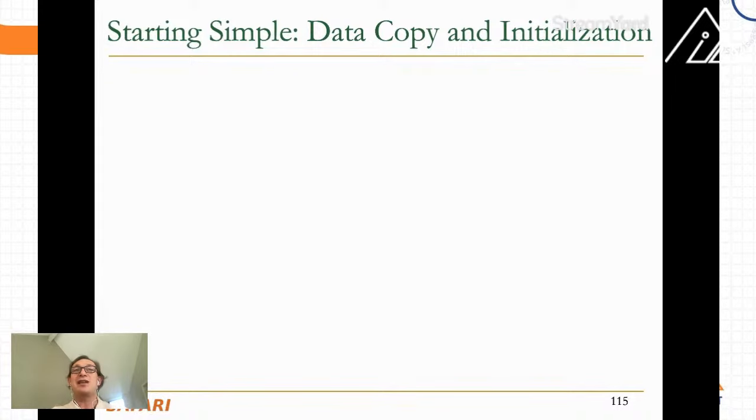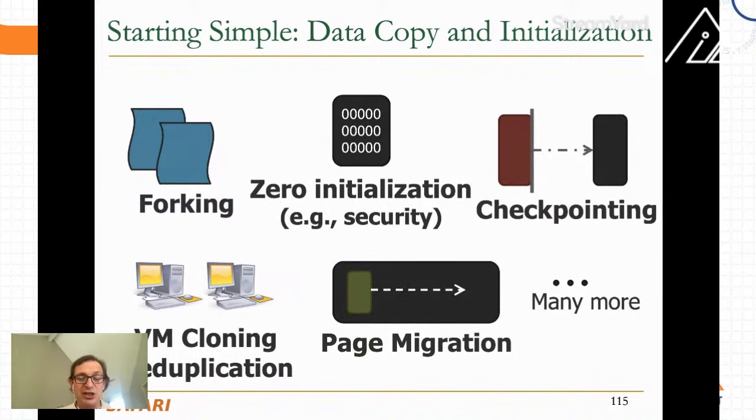As I said, you can actually rethink the entire system and redesign the devices completely. But let's think about what is the minimal thing that we can do to get good benefits. This is kind of getting there step by step that I mentioned earlier. How can we actually enable this paradigm shift step by step with simple changes? I'm going to talk about data copy and initialization to begin with, which is an important function that exists in systems today. Essentially, you need to copy data or initialize data for forking processes, for example, for security functions, checkpointing, cloning virtual machines, doing page migrations, and there are many, many other cases, basically.